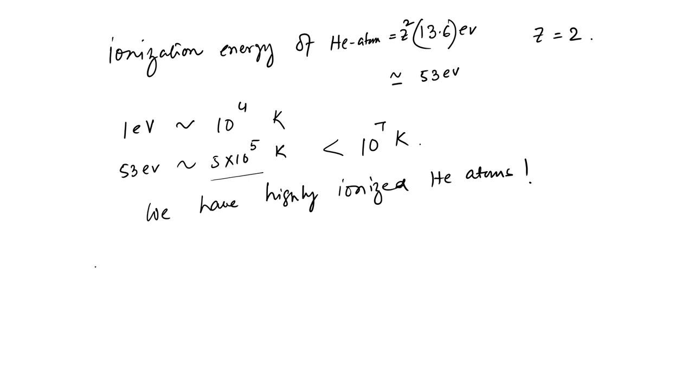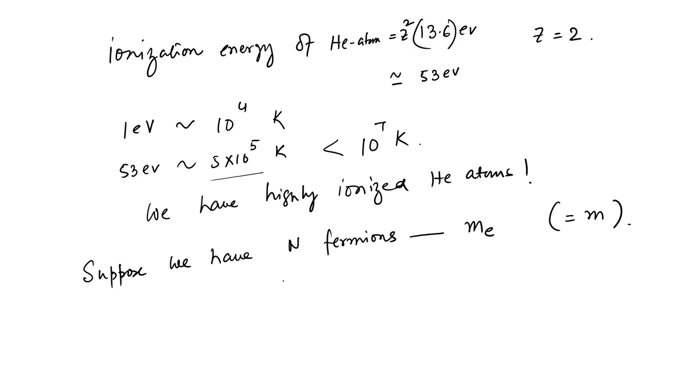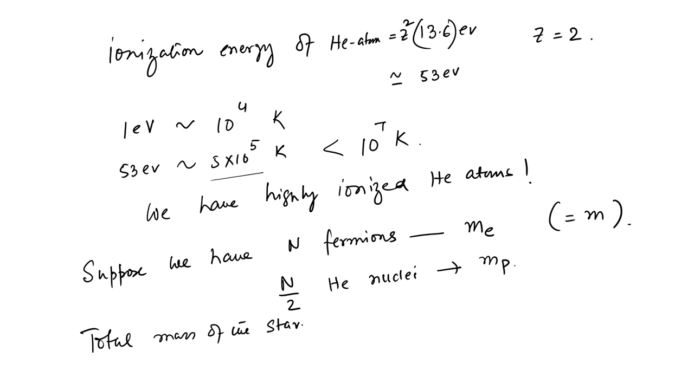So suppose we have N fermions, each of mass M_e, and later we'll write it simply as M. We have N by 2 He nuclei, each of mass M_P. So, the total mass of the star. And just to remind you that M_P is approximately 2000 times M, okay. It's about 1850 or something, but roughly we can take it as 2000. That is, the mass of a proton is 2000 times that of an electron.